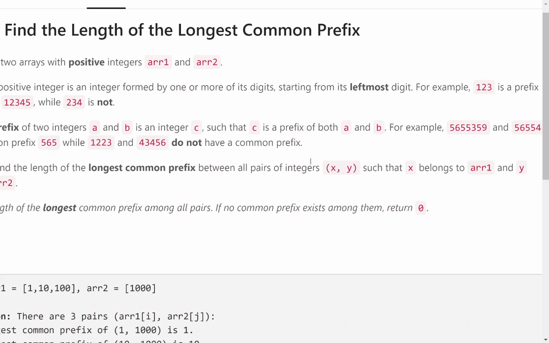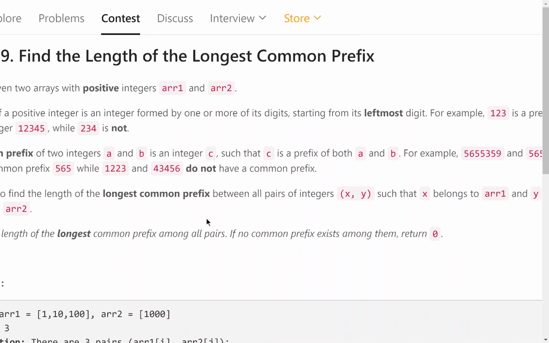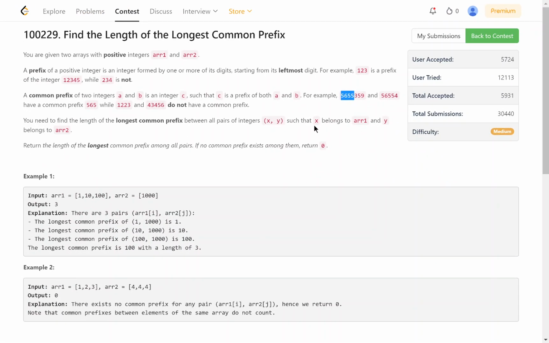Before coming to this part, let's first see the longest common prefix. By longest common prefix, they mean the common prefix with the maximum length. Like in this case, there are four common prefixes: 5, 56, 565, and 5655. All of these are common prefixes in both of these strings. But the common prefix 5655 is the longest one because it has a length of 4, right? So this will be our answer here.